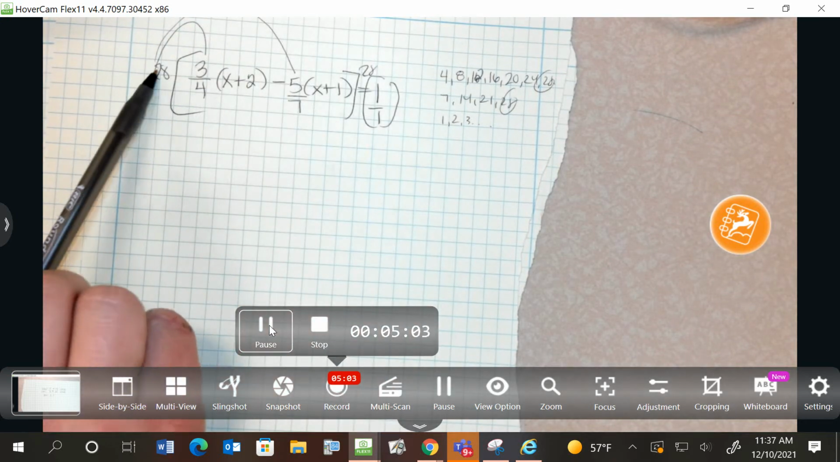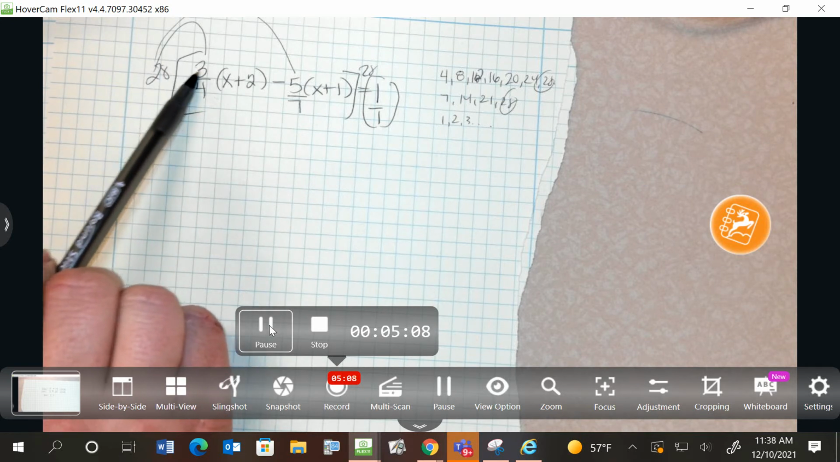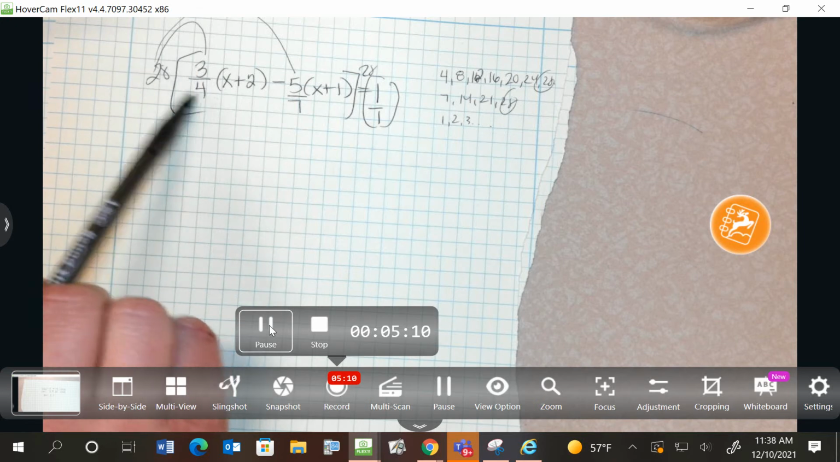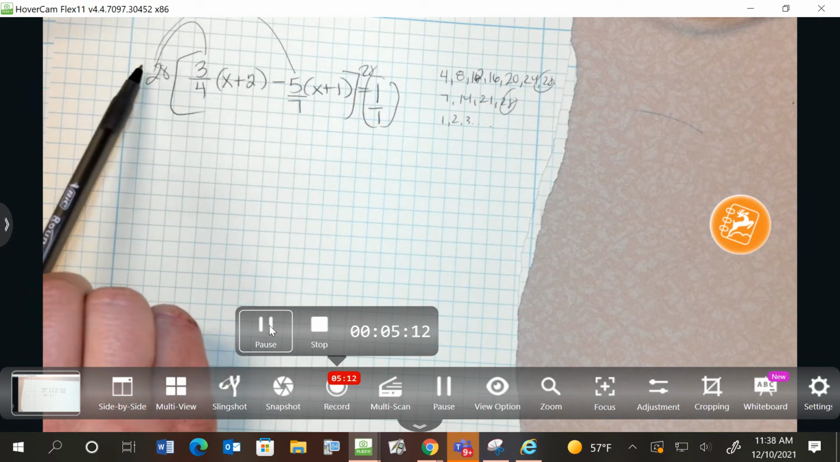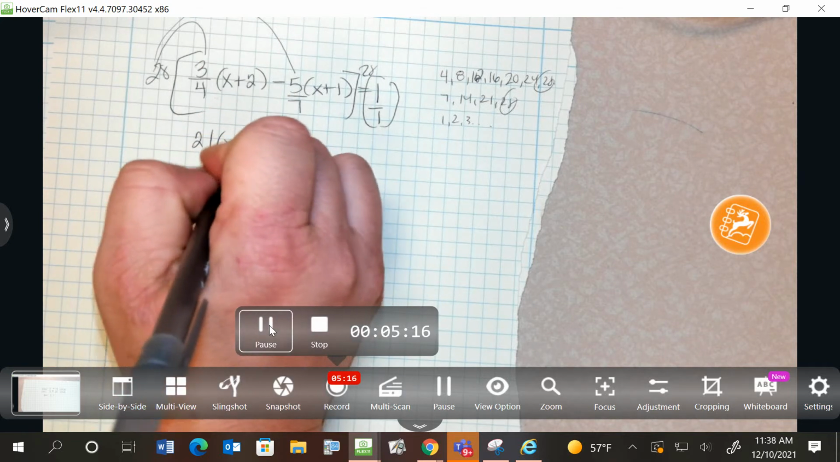I know 28 divided by 4 is 7. And then I have to multiply it times the top. 28 divided by 4 is 7. 7 times 3 is 21.